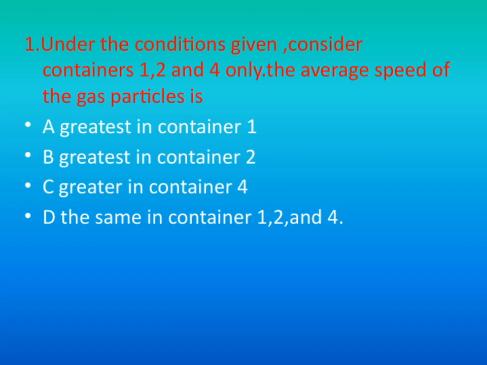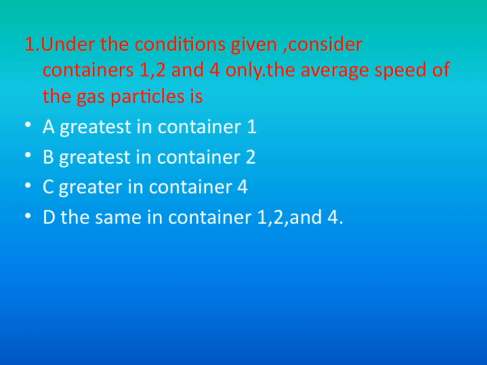Now, let's focus on the question at hand. We are asked to consider containers 1, 2, and 4 under specific conditions. The key point here is to understand how the average speed of gas particles varies in different containers. Remember, the average speed of gas particles is influenced primarily by temperature. So, if the temperature is the same across these containers, their average speeds should also be the same. However, if there's a difference in temperature or other factors, that could change the speeds.